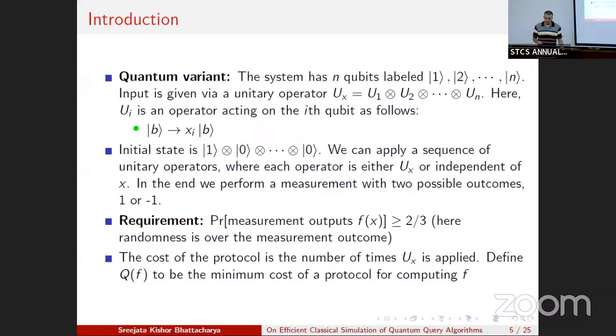So to recall, there are 2 kinds of operators. One is U_x, that is provided to us. We don't know what x is, but we have access to this operator. And the other kind of operator is independent of x. So applying an operator U_x is analogous to querying a coordinate in the classical model. So it's easy to see that classical query algorithms can be simulated by quantum query algorithms. So the quantum query complexity is at most the classical query complexity. And the question we'll be interested in is, for various functions, how big can the gap be?